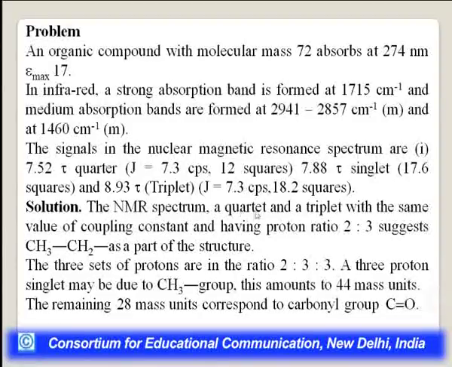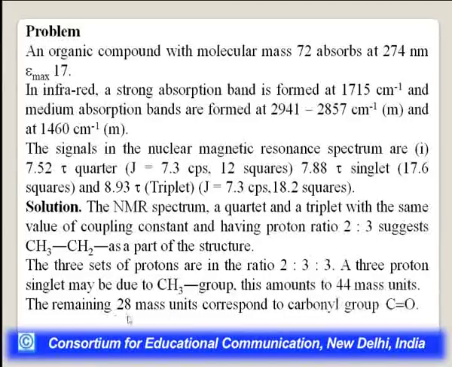In the NMR spectrum there is a quartet and a triplet with the same value of coupling constant. You can see the same value of coupling constant having proton ratio 2:3 suggests that this should be part of the structure. The 3 sets of protons, if we calculate by these squares values, should come in the ratio of 2:3:3. A 3 proton singlet may be due to a CH3 group, and all this amounts to 44 mass units.